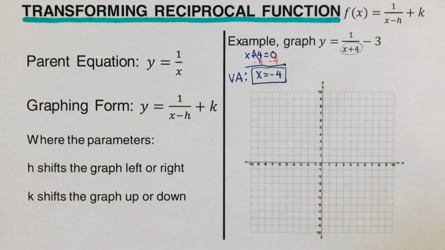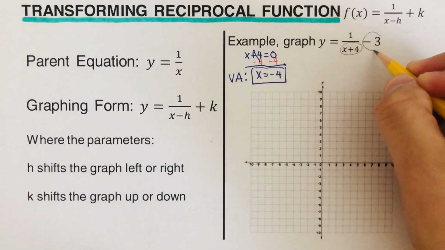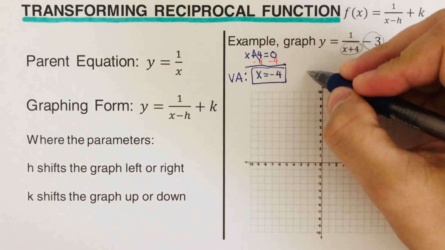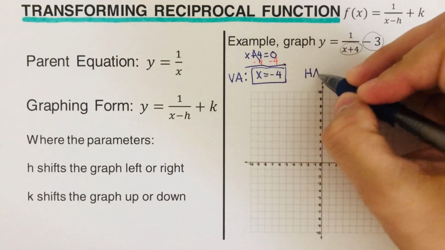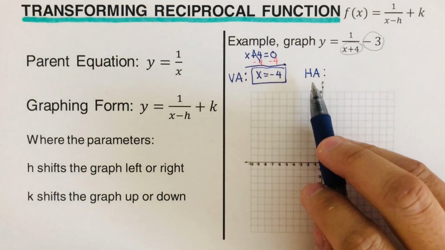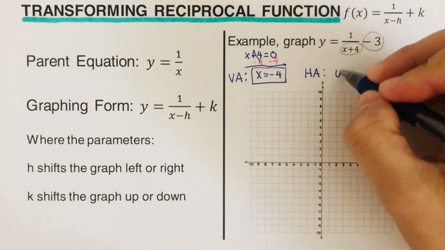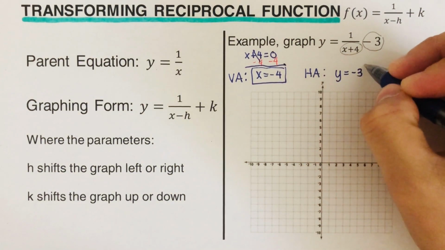Now to get the horizontal asymptote, it is this portion right here. We set this equal to y, so then we can say that the horizontal asymptote for this graph, which I will label HA, horizontal asymptote, is y equals negative 3.